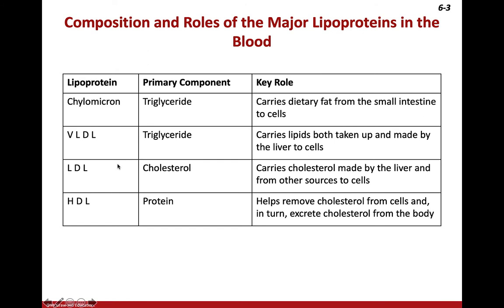So when we talk about the first, the chylomicron, the primary component here is triglyceride, and it is carrying dietary fat from the small intestine to cells. VLDL is primarily made up of triglyceride, and this carries lipids both taken up and made by the liver to cells. LDL is primarily made up of cholesterol, and this is carrying cholesterol made by the liver and from other sources to cells. And then we have HDL, the primary component is protein, and that actually helps remove cholesterol from cells and in turn excretes cholesterol from the body. So we can see the positive function associated with HDL.